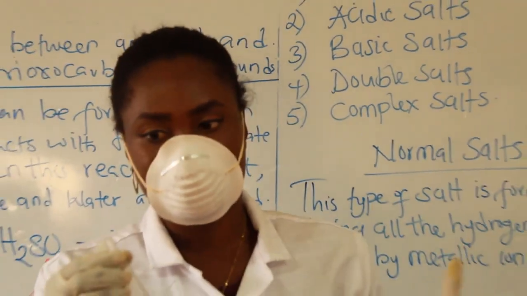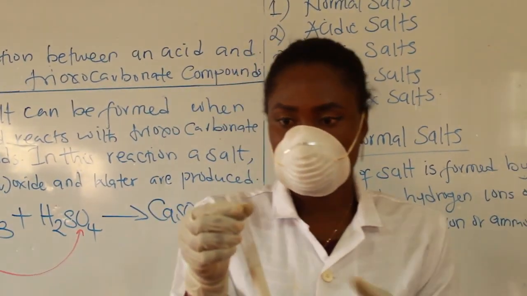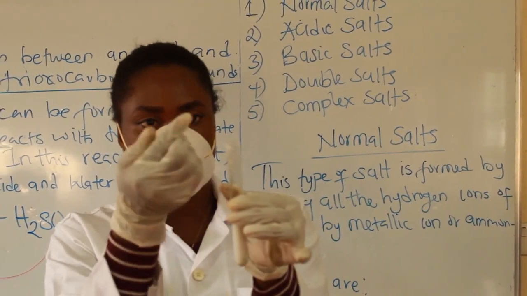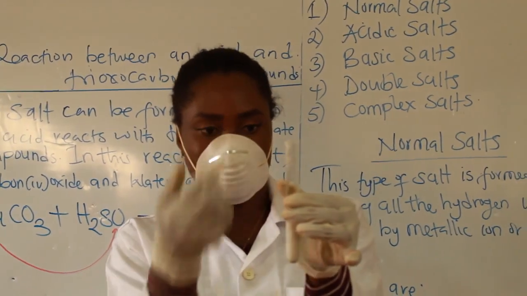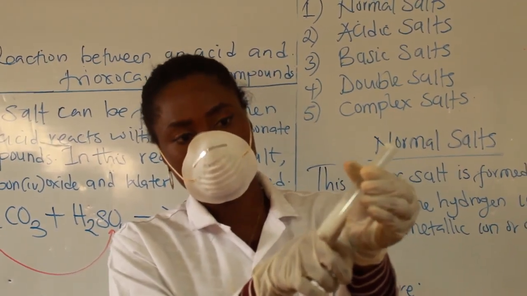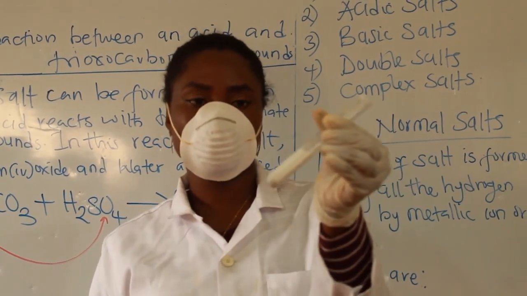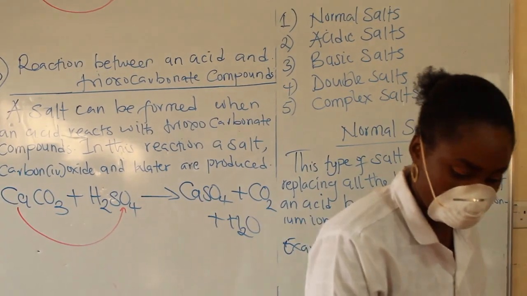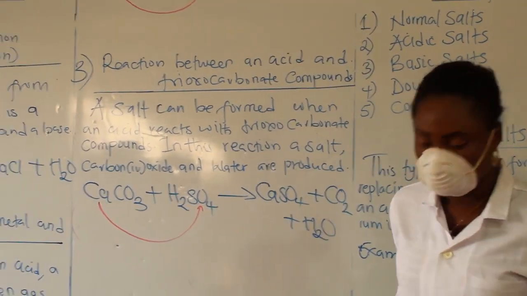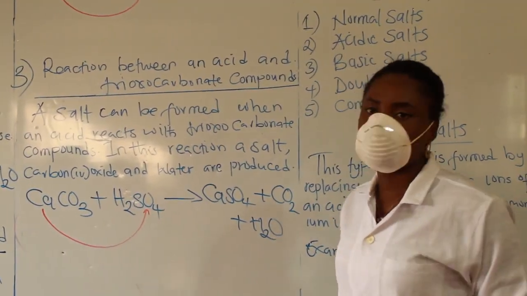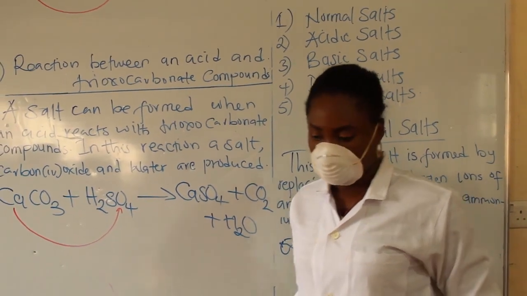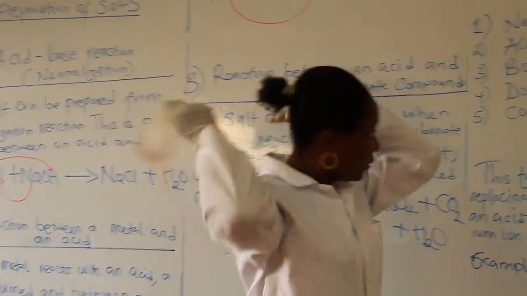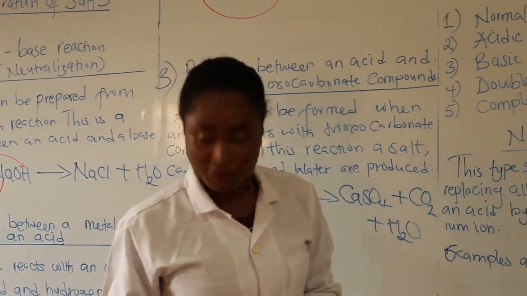You can't see the gas because it's colorless. But if you come very close to the tip of this test tube, you will see fumes coming out to show that a gas is evolved. Only this reaction will tell you that a gas is evolved. So this is for the reaction between calcium carbonate and H2SO4, sulfuric acid.